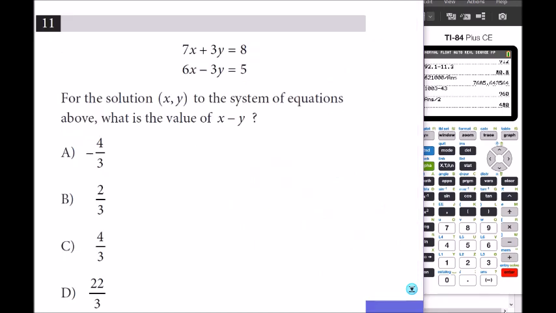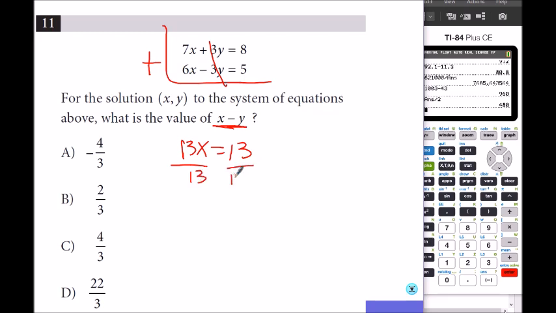11. 7x plus 3y equals 8, 6x minus 3y equals 5. Consider the system of equations above. What is the value of x minus y? Okay, let's solve for x and y. So here you can add these two for elimination. You can get rid of 3y because 3y minus 3y is 0. So I get 13x equals 13. When you divide by 13 on both sides, I get x equals 1.